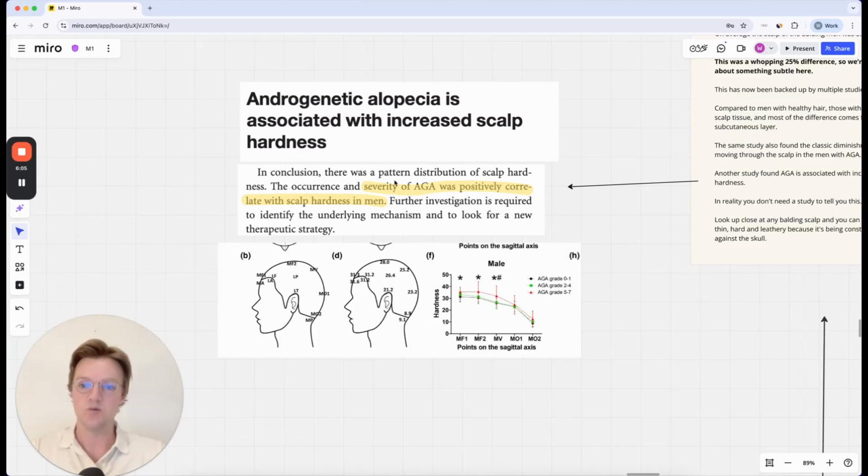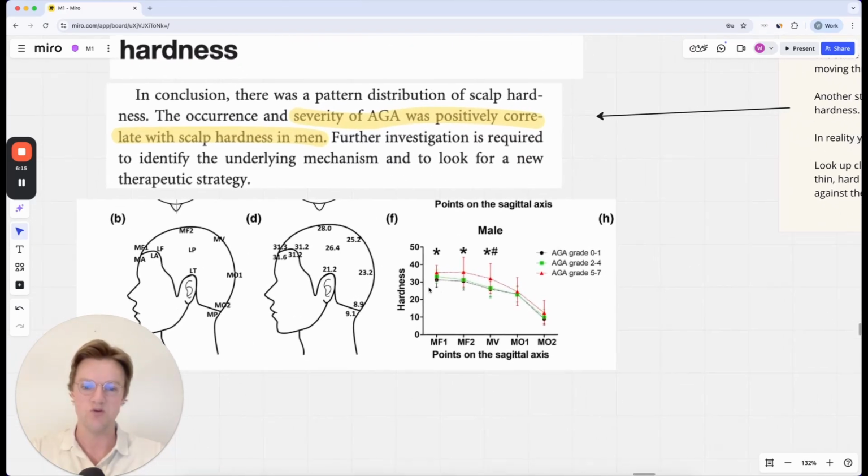So in conclusion, there was a pattern distribution of scalp hardness. The occurrence and severity of AGA was positively correlated with scalp hardness in men. And what's really interesting is if you look on this graph, right, you have AGA grade 0. So that's basically no hair loss, then a grade 2 to 4, and then grade 5 to 7. So what you can see is these points, MF2 and MV, are here. MF2, if you can see my mouse, hopefully, MF2 and MV.